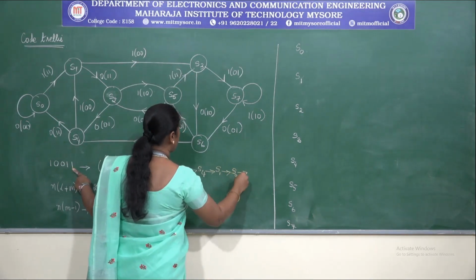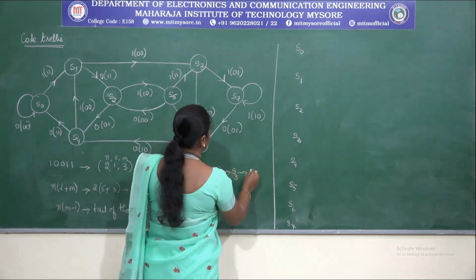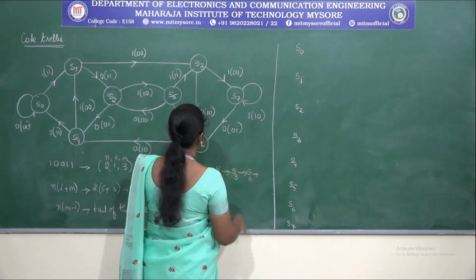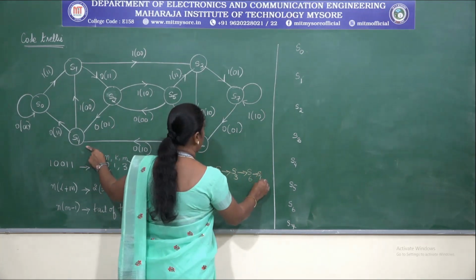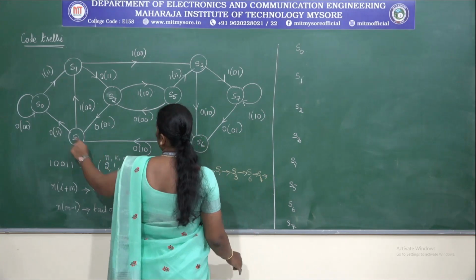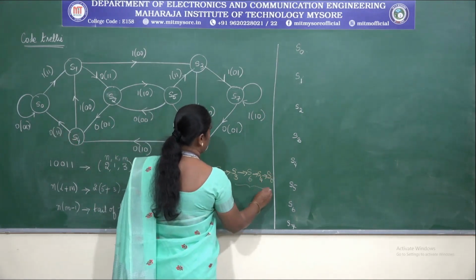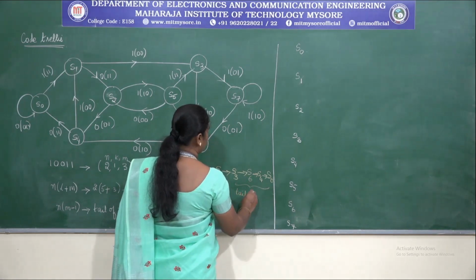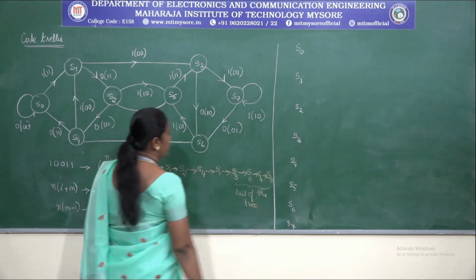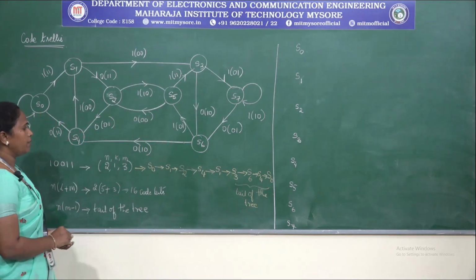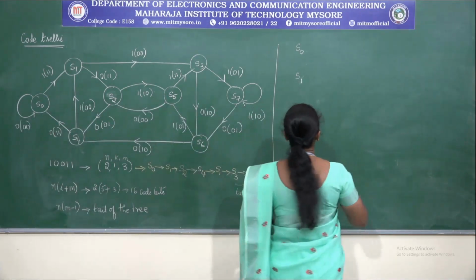So additionally we need to extend the tail of the tree. S3 with input 0, it reaches S6. Again input is 0, it reaches S4. Again from S4 input is 0, it reaches S0. Okay. So this is called the tail of the tree. So this is the transition diagram. Now the same thing we are going to represent as the code in the code trellis.